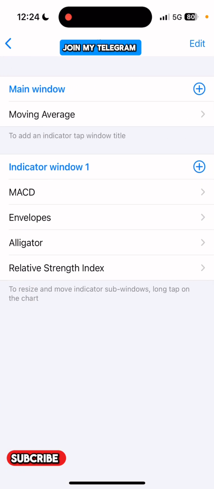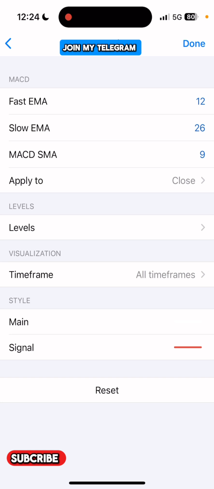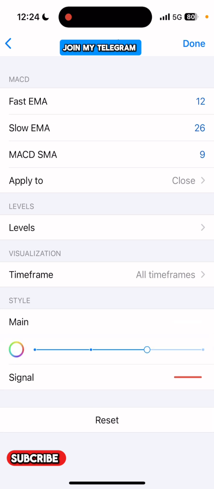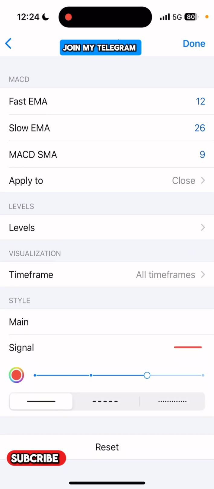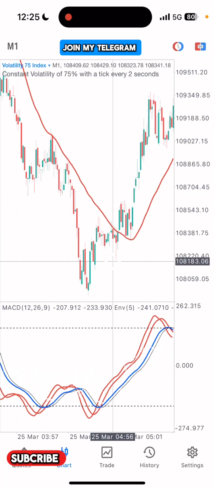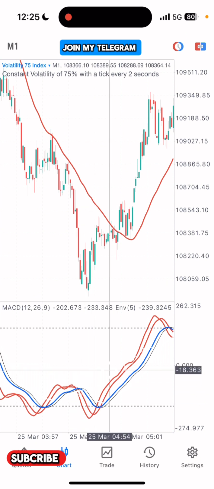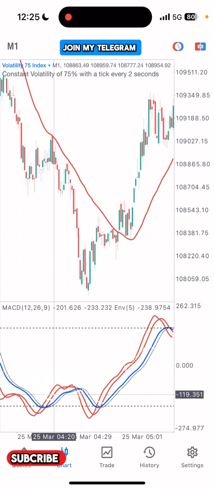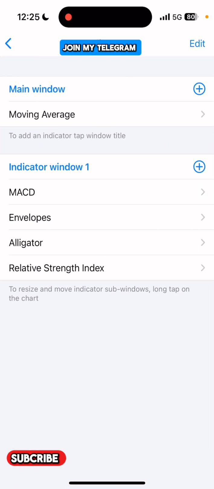Then the next one, you put on indicator window 1, MACD, very powerful indicator, MACD. You put fast EMA on 12, slow EMA 26, MACD SMA on 9, then you apply to close. You do not add any levels on the MACD, but on the main color you use the white background with 3 pixels. All right, then for the signal you use 3 pixels with red color, with this first red line, then you click on done. All right, now we have the MACD. So the MACD is one of these lines right here.